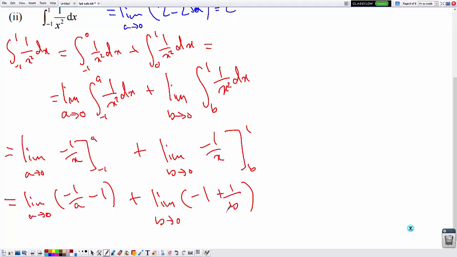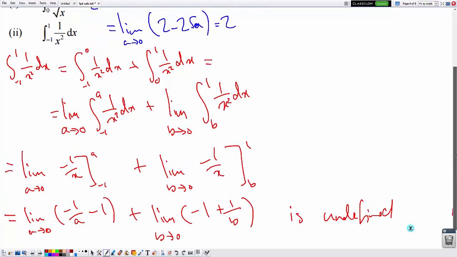We've got infinities here, right? So this is going infinitely negative, infinitely positive. We can't say this is anything. So this is undefined. So this integral, not unlike before when we could say it tends to infinity, we can't even say that now. So this integral, question 2, doesn't exist.